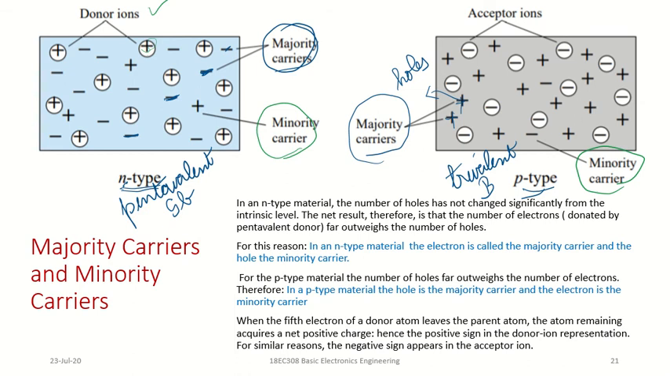So an N-type semiconductor, simply speaking, will have the majority carrier as electron and the minority carrier as holes. In a P-type semiconductor, the majority carrier is hole and the minority carrier is electron. And the donor ion is positive because it is donating an electron. The acceptor ion is negative because it is accepting an electron.